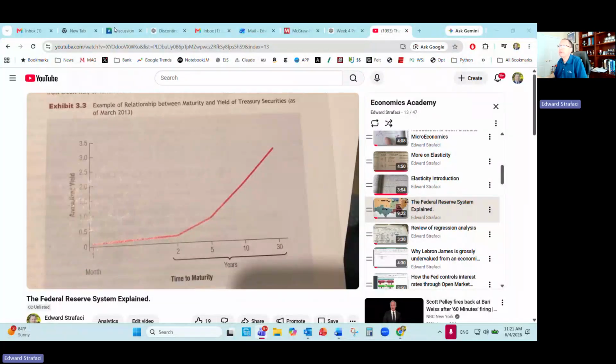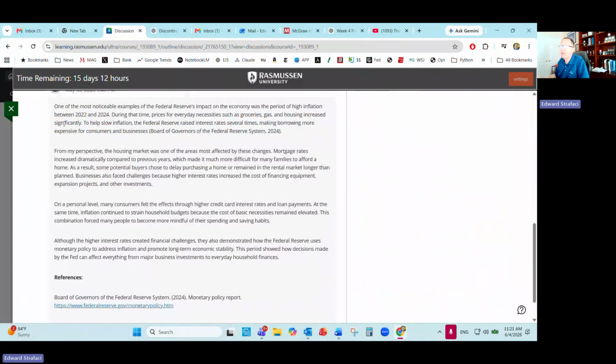Higher interest rates, the Fed is slowing the economy. Lower interest rates, the Fed is urging on the economy.